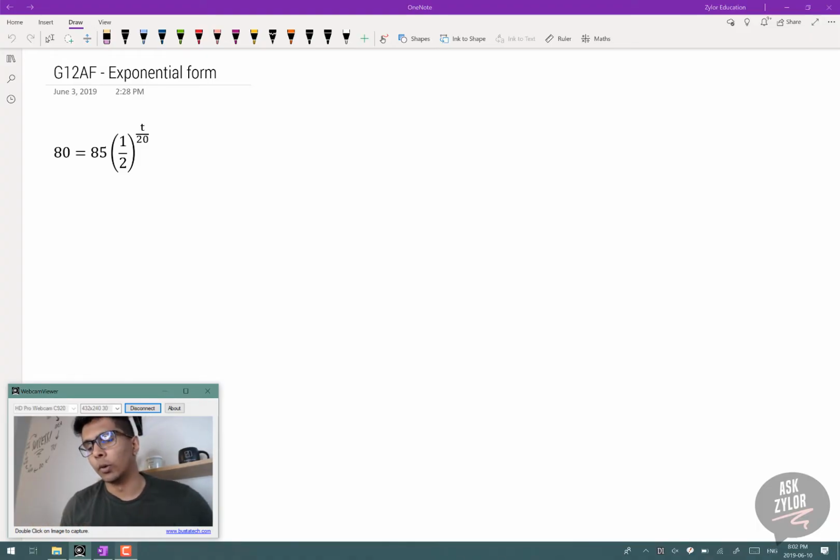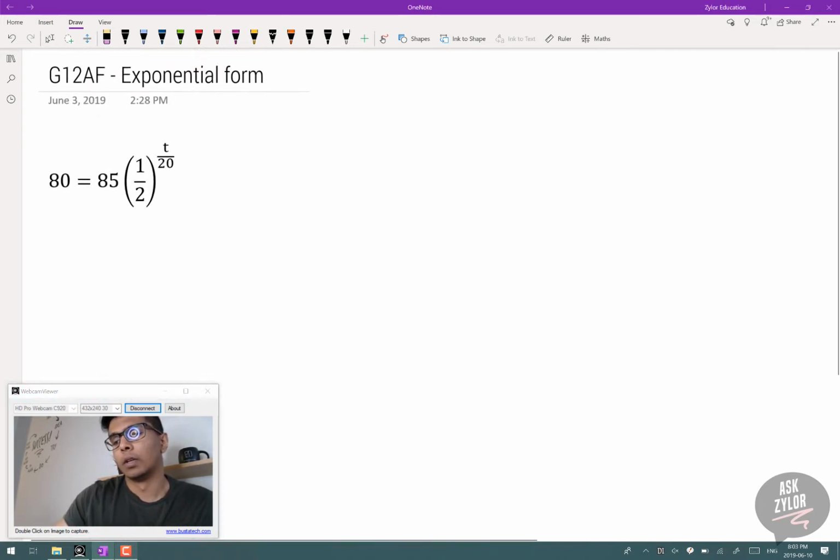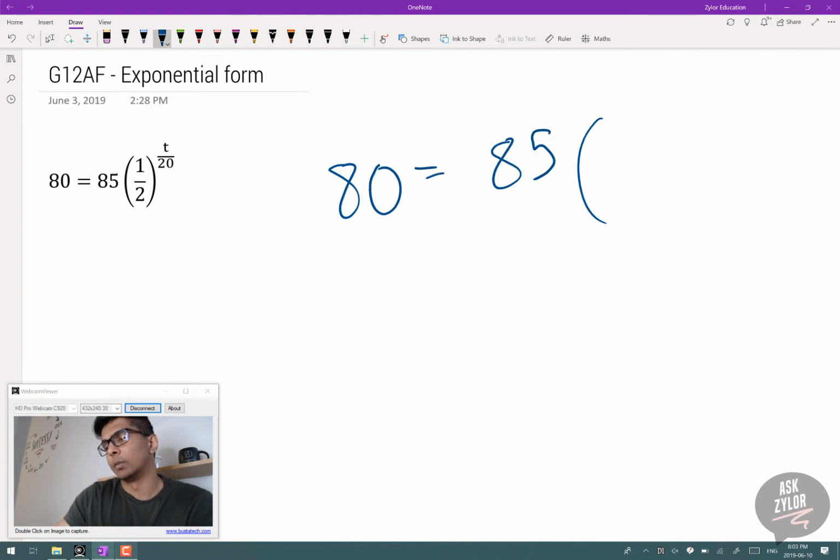All right, so we're going to go ahead and get started with the first one. This is a grade 12 advanced functions question. We're dealing with exponential forms. We're asked to find what this t variable is. So we have 80 is equal to 85 times 1 over 2 to the power of t over 20.